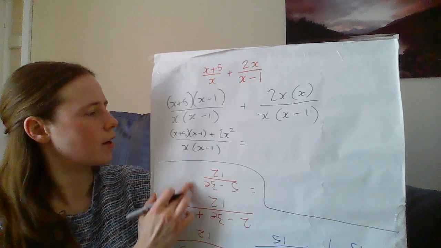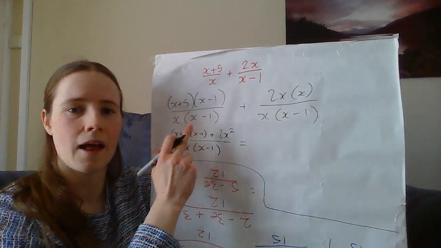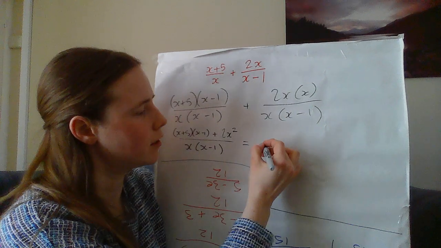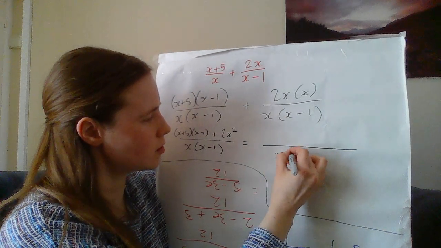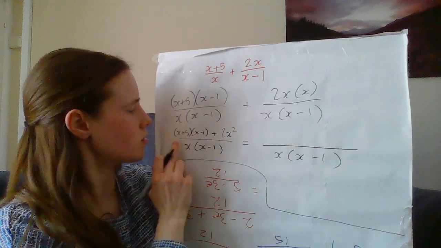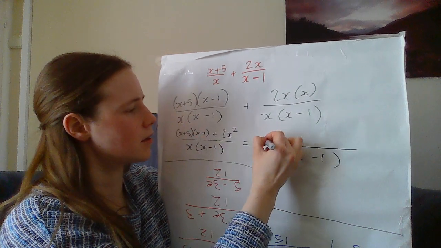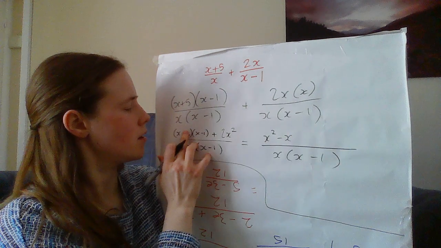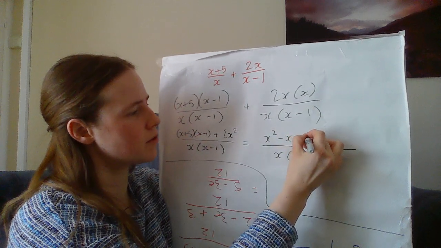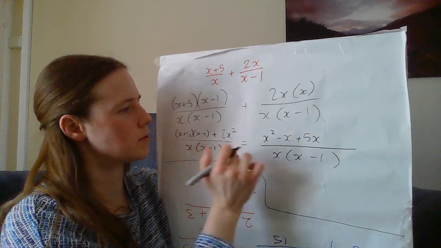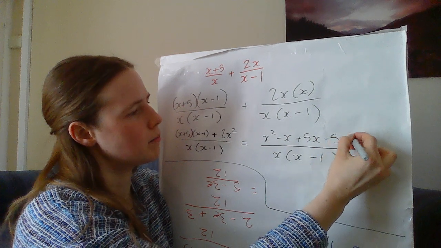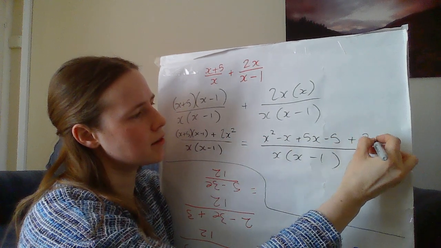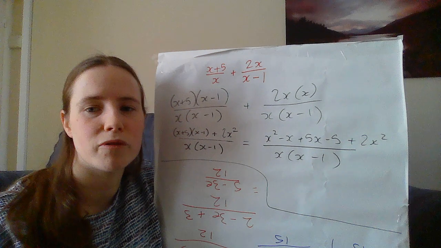Okay, I'm now going to expand out my double bracket and then simplify the result. Okay, so first of all, my denominator doesn't change. x times x is x squared. x times minus 1 is minus x. 5 times x is positive 5x. 5 times minus 1 is minus 5, plus that 2x squared still on the end. And now I can simplify it.